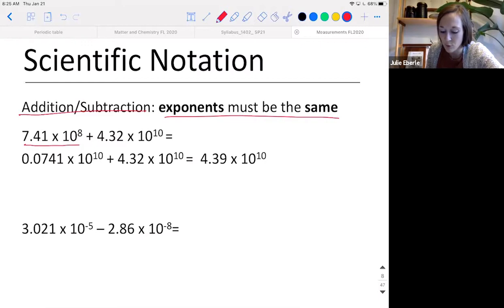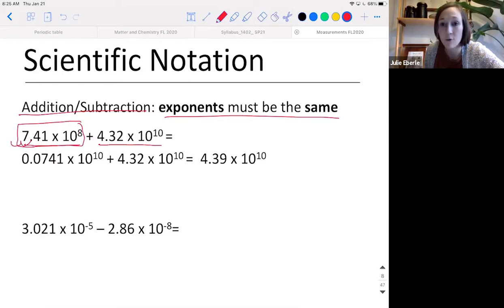We have 7.41 times 10 to the power of 8 plus 4.32 times 10 to the power of 10. Okay, and what we're going to do is make sure our exponents are the same first, and then we can simply add the numbers. So the example already fixes it for you. It takes this first number and moves the decimal 2 places to the left.